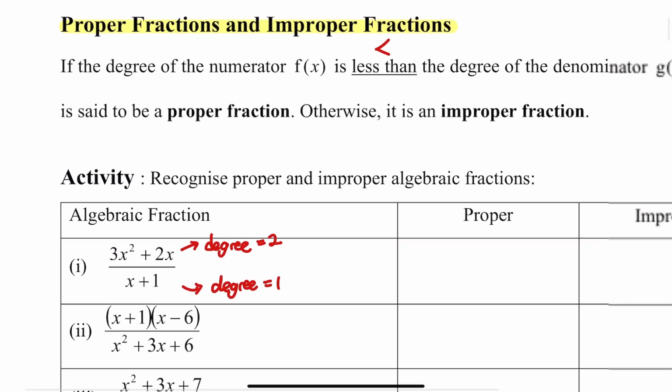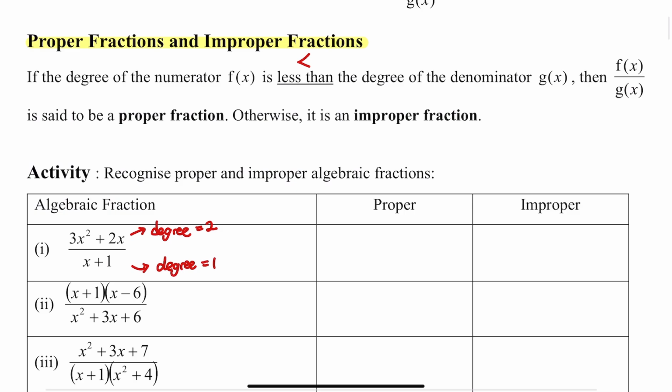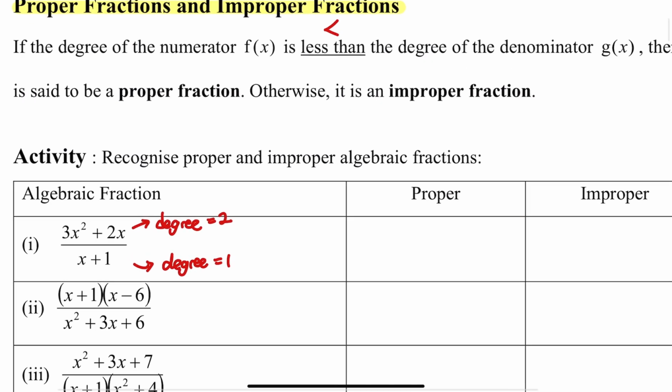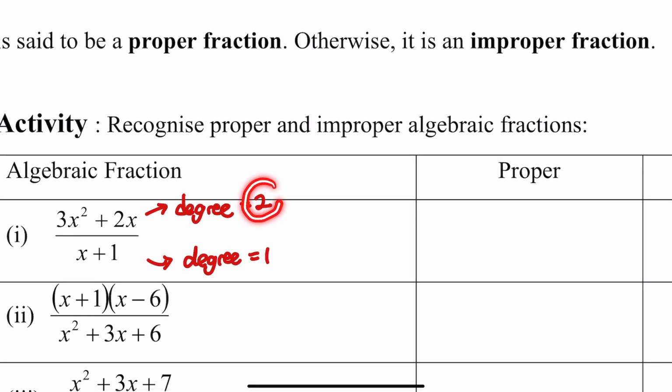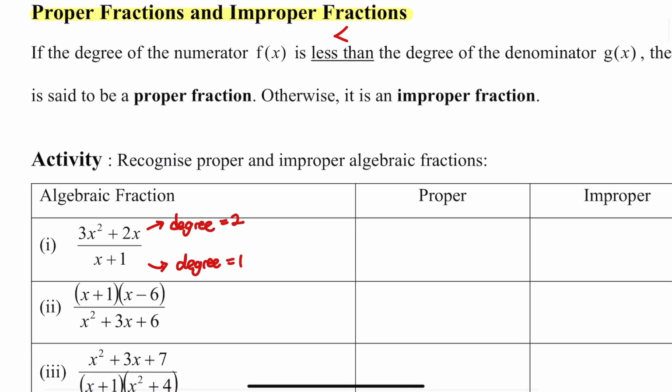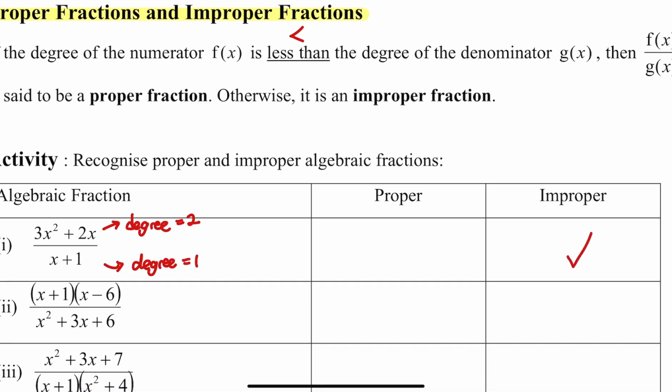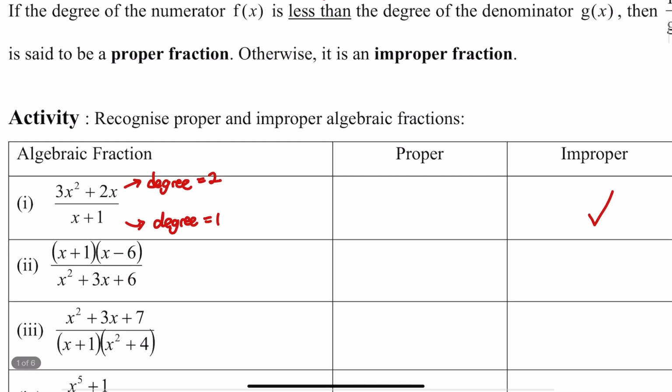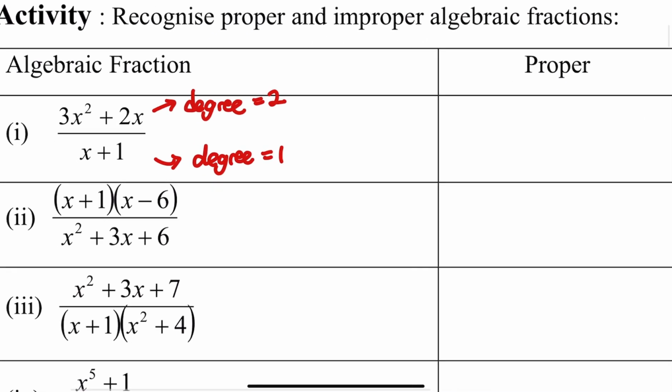So we go back to the definition now. If the degree of the numerator is less than the degree of the denominator, it is a proper fraction. Otherwise, it is an improper fraction. So over here, the numerator degree is 2, the denominator degree is 1. The numerator degree is more than the degree of the denominator. Therefore, for part 1, this is an improper fraction. Okay, let's look at part 2 now.